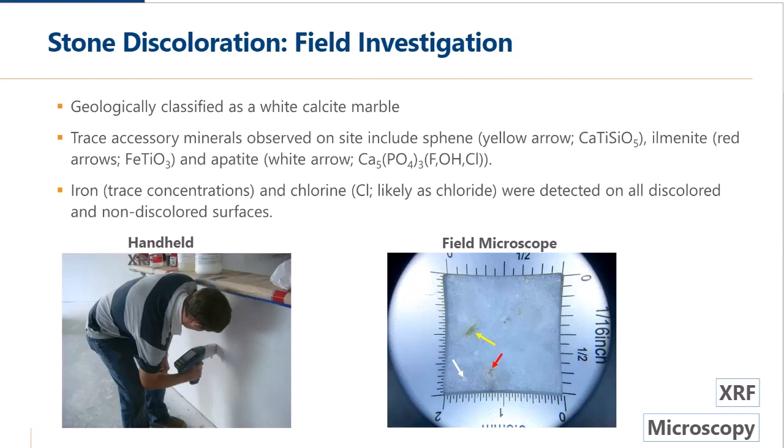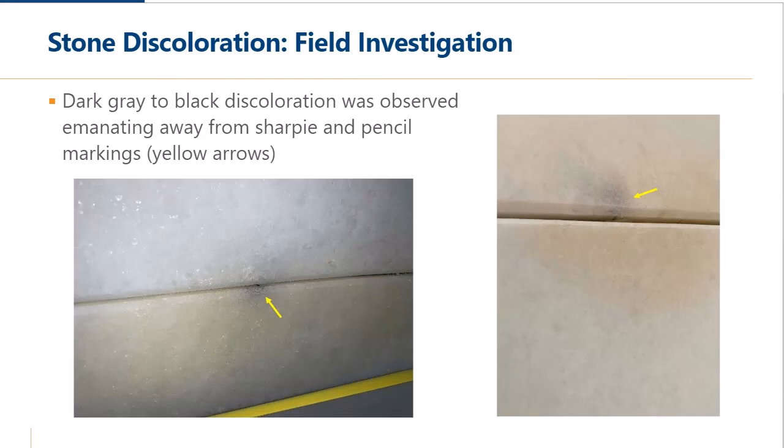The 300 series stainless steel, which was specified for elements in contact with the stone, is generally less susceptible to corrosion, but it is susceptible to crevice corrosion in the presence of chloride-bearing moisture in confined spaces.